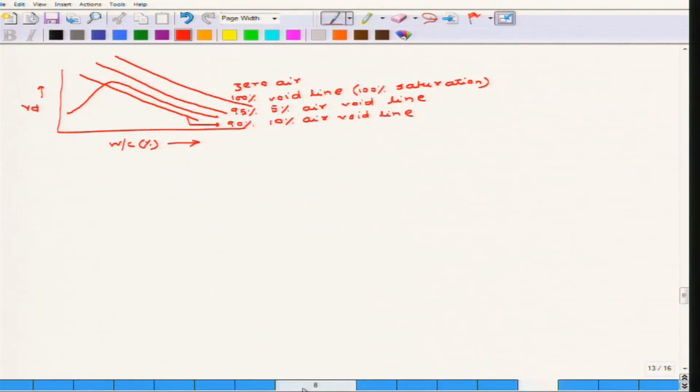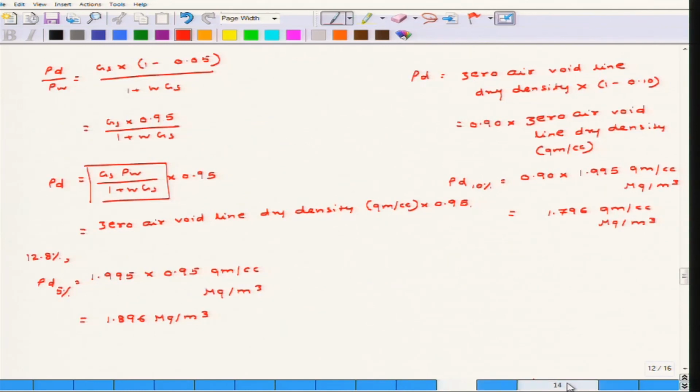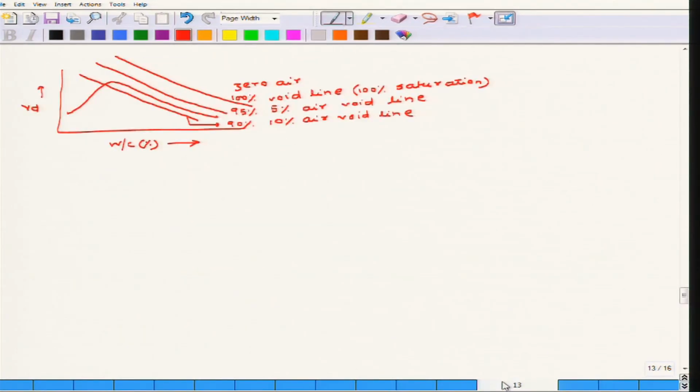Now, the third question that is asked is, at gamma d max, what is the value of e, S_r and the air content. So, we are going to discuss that. Now, let us say, what is your gamma d max. The gamma d max at the optimum moisture content is found out to be 1.907.